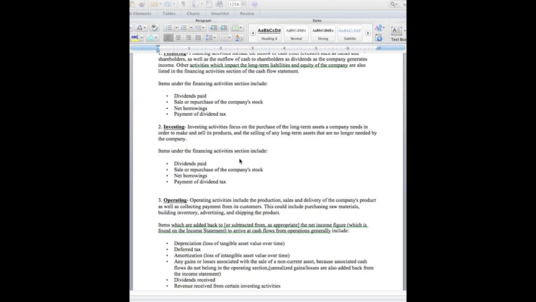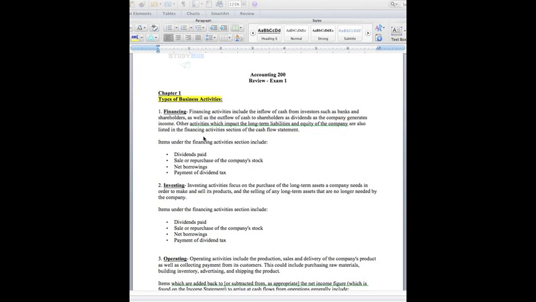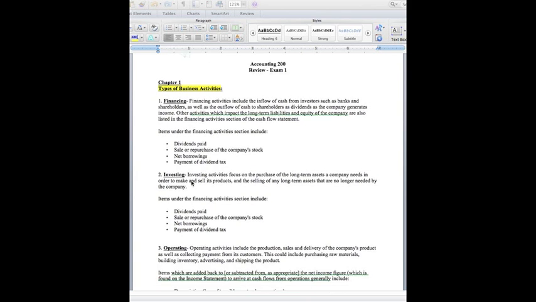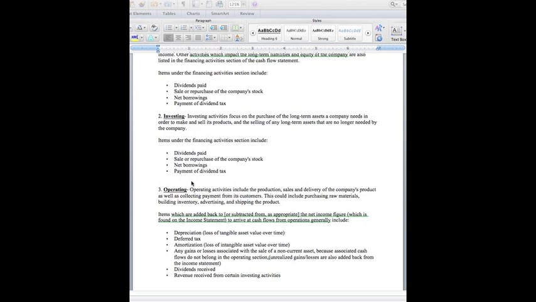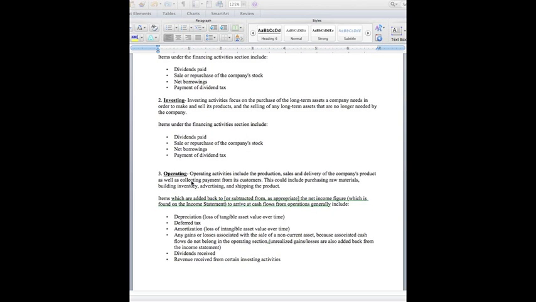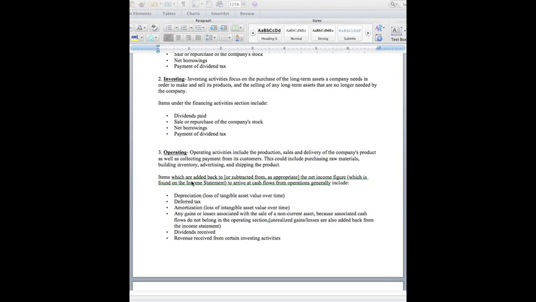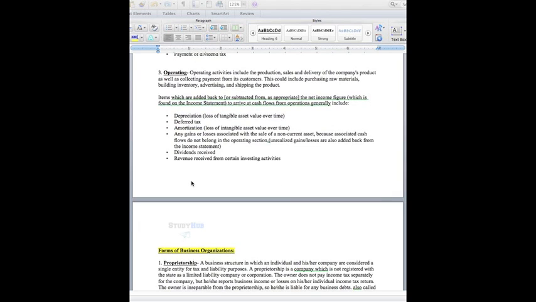Moving on to operating. Operating is activities that have to do with sales, cost of goods sold, as well as collecting payments from the customers, as you can see from the definition. Operating typically is derived from net income. So think of it as the day-to-day expenses and revenues.